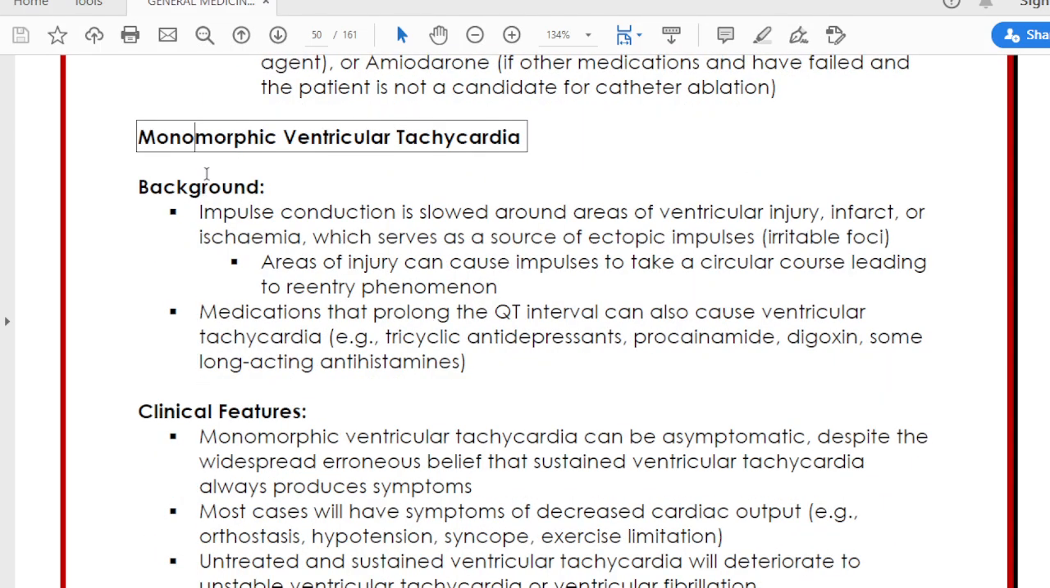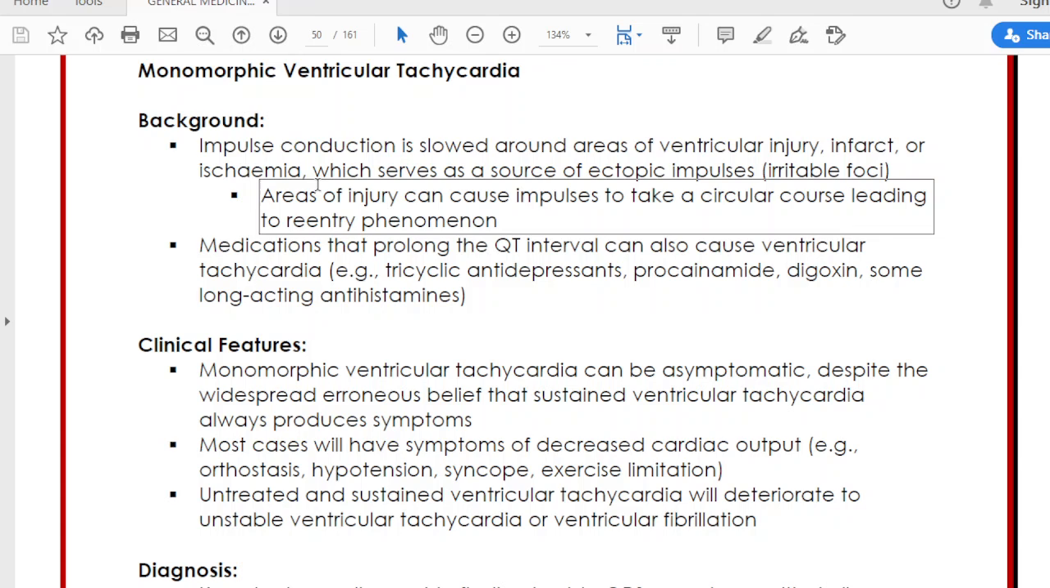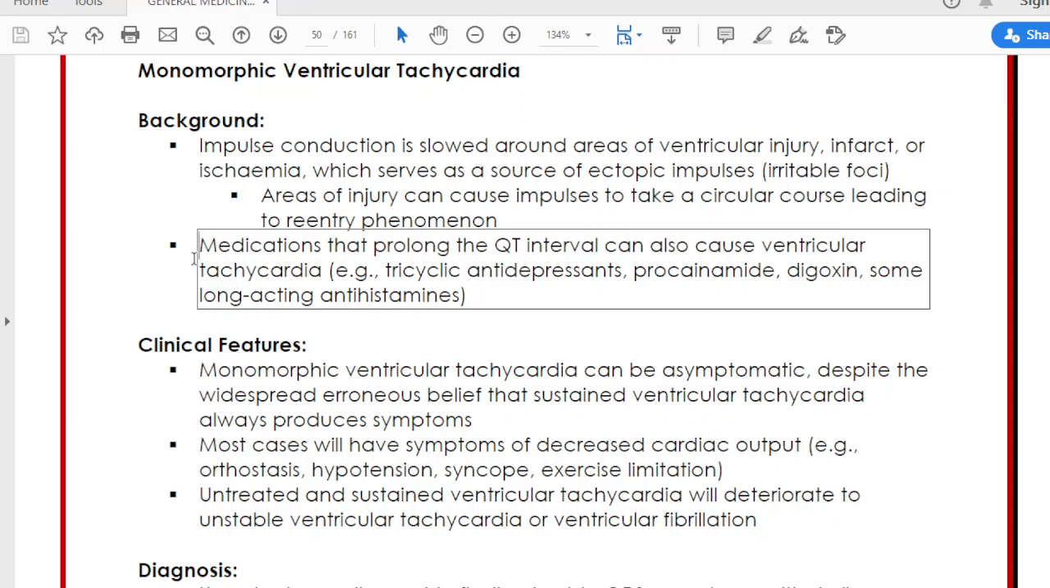Monomorphic ventricular tachycardia. Background. Impulse conduction is slowed around areas of ventricular injury, infarct, or ischemia, which serves as a source of ectopic impulses, irritable foci. Areas of injury can cause impulses to take a circular course leading to reentry phenomenon. Medications that prolong the QT interval can also cause ventricular tachycardia, example tricyclic antidepressants, procainamide, digoxin, some long-acting antihistamines.